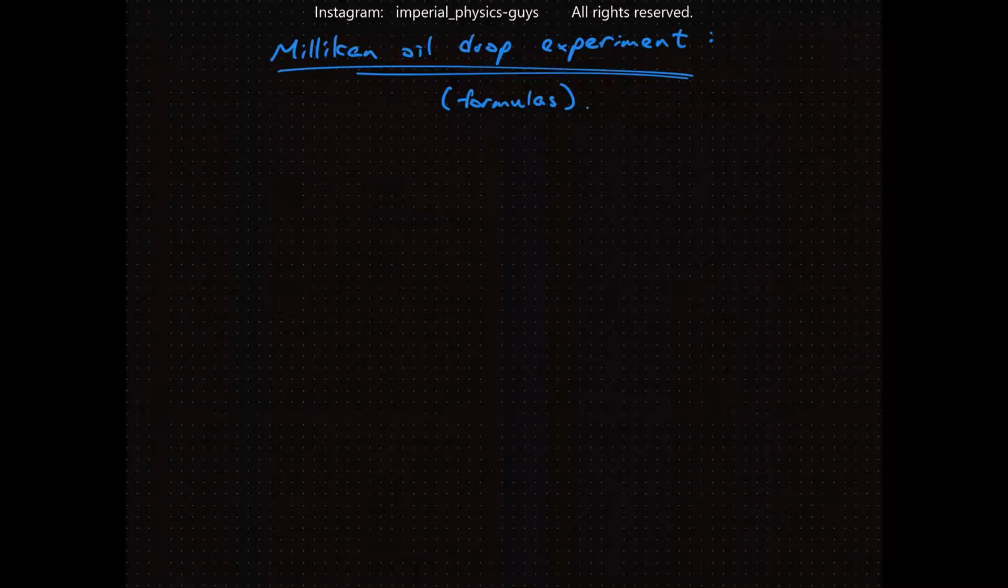Hello, so today we are going to consider the Millikan Oil Drop Experiment. We're going to consider the formulas associated with this experiment and some experimental procedures related to it as well. And from that, we can deduce and actually understand why the electron charge is known to be 1.6 times 10 to the minus 19 coulombs. And this is the electron charge.